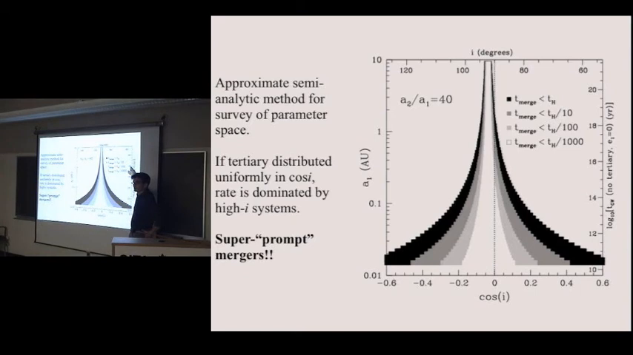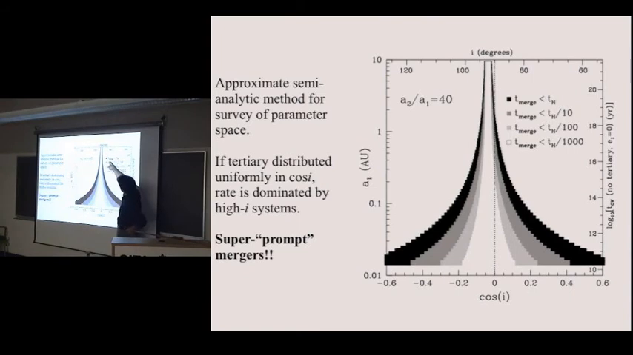100 million Hubble times. Okay? 10 to the 20, and so on. This is normal gravity waves if you were in circular orbit. And then you put a tertiary at some multiple of the inner semi-major axis, like 40. You assume low eccentricities, and you compute the merger time.